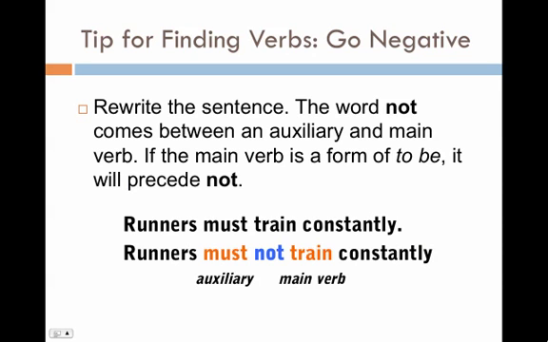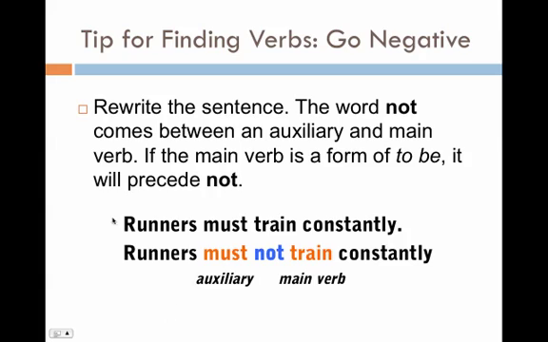What if you have to find the verb in your sentence? Our book suggests that you add the word not, because unless you're dealing with a to-be verb, it will always come between an auxiliary and a main verb. If you look at this sentence, "Runners must train constantly," some people, especially younger students, might say "runners." Running is an action, that's the verb.